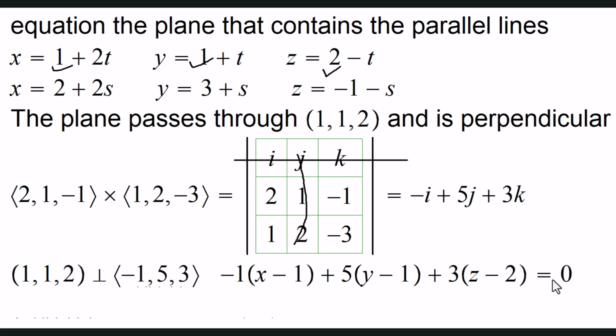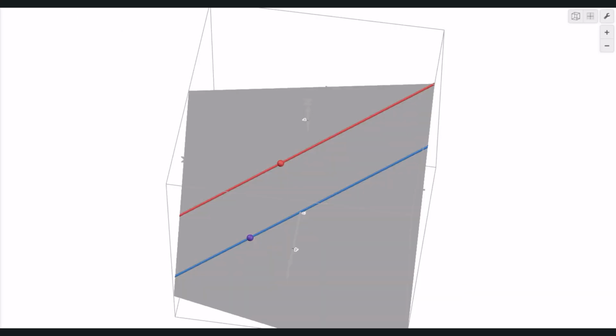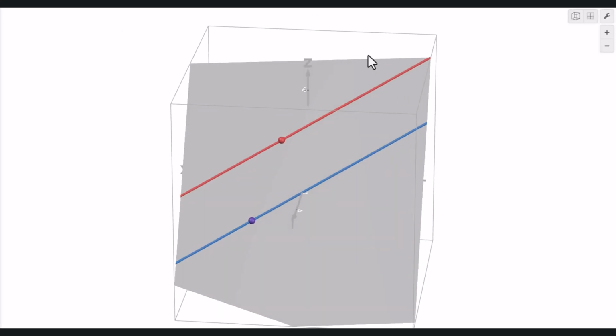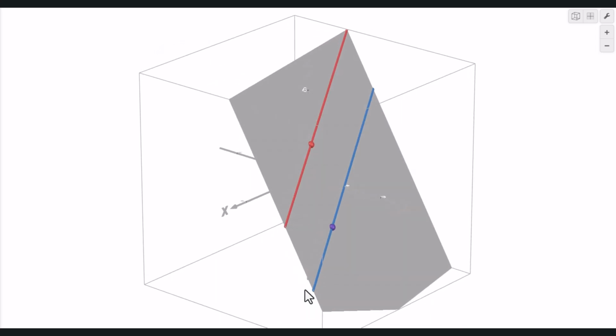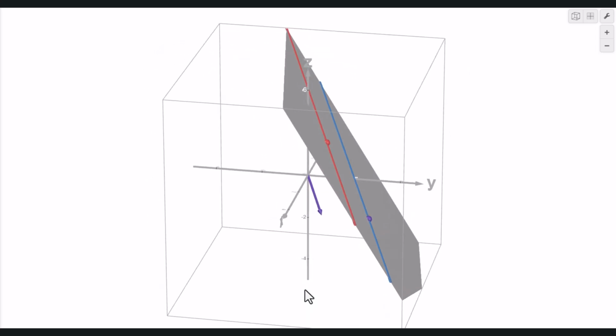So if we go back to our slate and plot the plane, we can see that we have this plane. We obtained the plane that contains these 2 lines, all right?